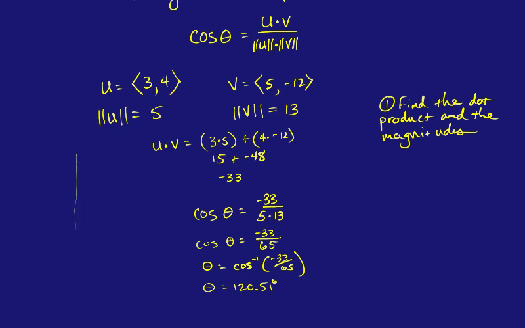So just for my visual people who are watching, this is a terrible line, but anyway, let's just assume that's 3, 4, and let's assume this is 5, -12. What did we just find? Right, we found this angle right here between these two vectors, and it's 120.51 degrees.